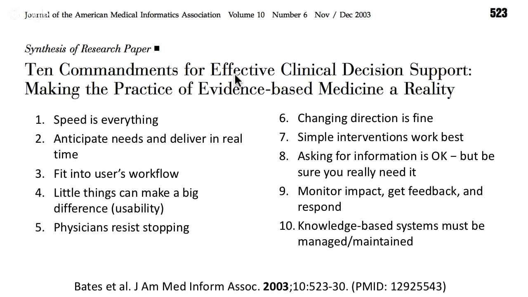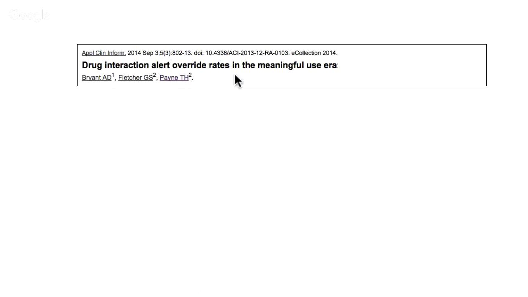So the powers that be took this information, thought about it, put it into the systems, and about 10 years later, in 2014, the same people went back and did another study to look at how we're doing with our drug interaction alerts and our other warnings that are coming through. And here's what they found.